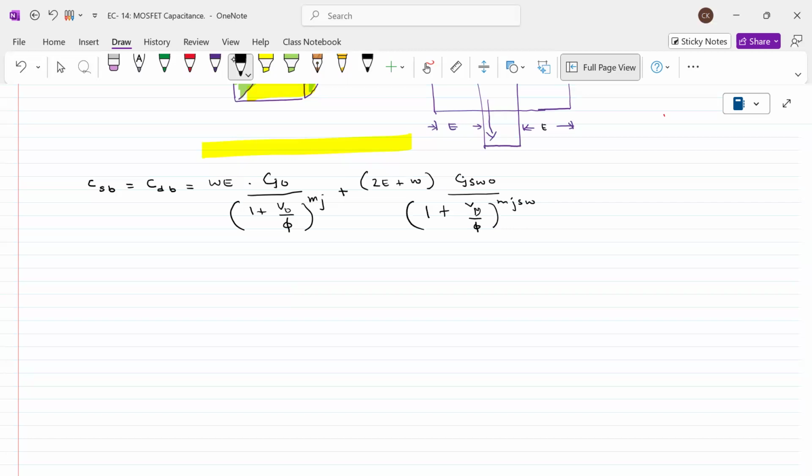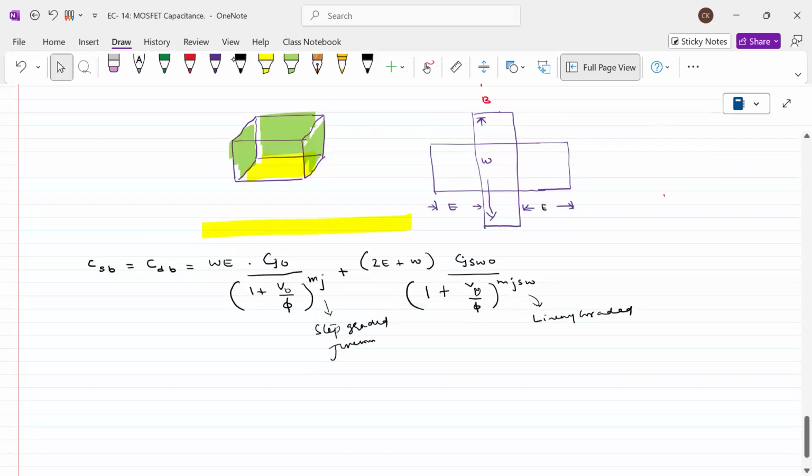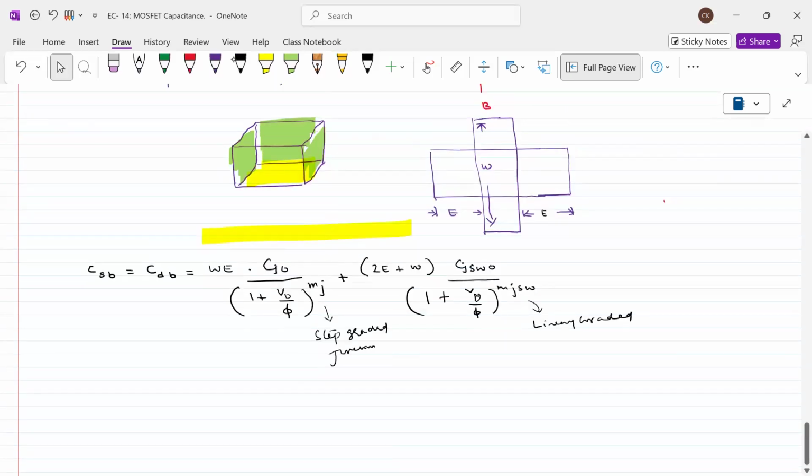Usually the bottom capacitance is actually a step graded junction, but the sidewall is actually a linearly graded junction. So these are the available capacitances we can see for the MOSFET.